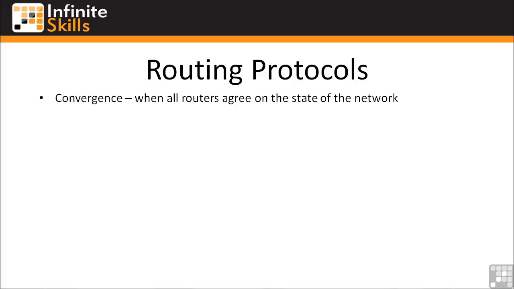And I'm getting a little ahead of myself, but convergence is one of the major factors that's taken into account when you're deciding on a routing protocol. Basically, how quickly do you want the network to be able to heal itself? And a network is said to be fully converged, again, when all routers agree on the state of the network. We'll pick up our discussion of routing protocols in the next video.